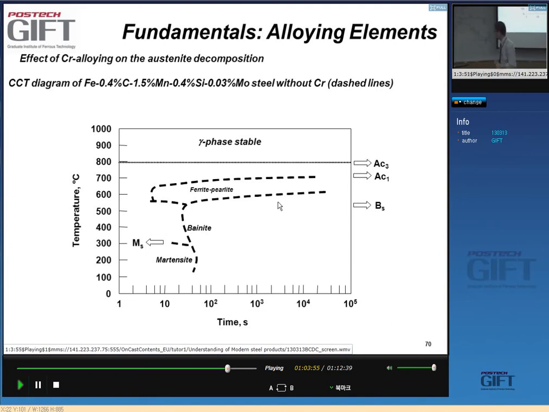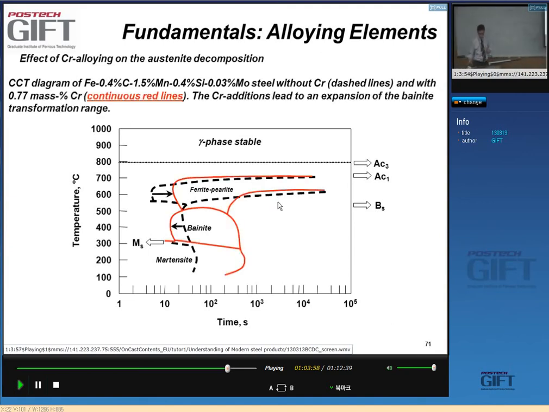And because we're not happy about the transformation behavior, we add molybdenum, well, this will be the difference. I can see that the perlite-ferrite transformation is pushed back, and the bainite transformation range is enhanced, goes faster. Okay, so this is what the effect is: you suppress the ferrite-perlite transformation and you expand the bainite transformation.